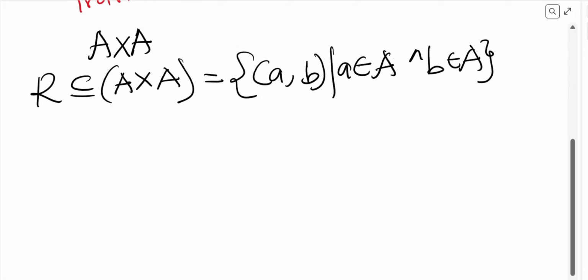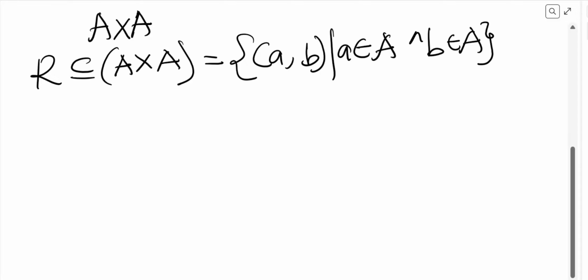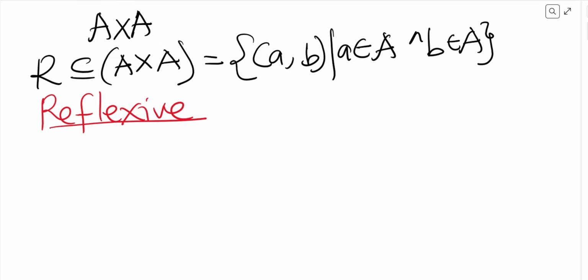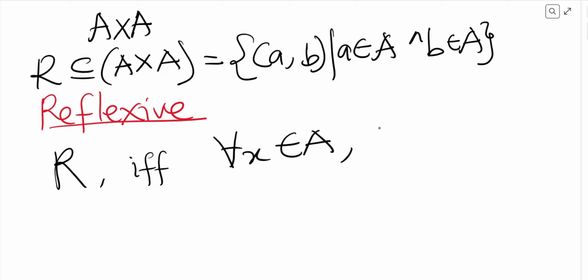Okay, so when we talk about reflexivity, all we are trying to say is that given the set A, the relation R defined on the set A is said to be reflexive if and only if you pick any x in A, x, x is a member of the relation R. If and only if you pick every member belonging to the set A, that particular member maps to itself.